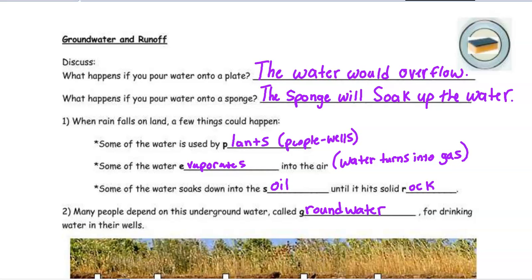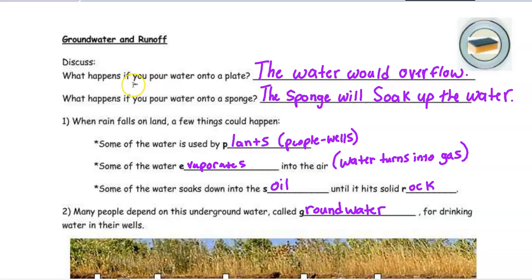Today, we discussed in science groundwater and runoff, or what happens to water if it falls back down to the earth. In order to help this discussion and reading, we talked about two phenomena that we can easily see. Let's say you put a plate underneath the water. Then you let the water overflow. It's going to spill off of the plate into the sink.